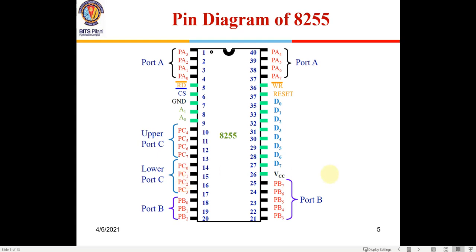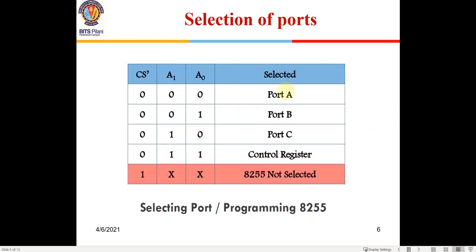Okay, so one of those ports will be selected through these lines A0 and A1. Is it okay? Yes, sir. Now you can select which port through this combination of A0 and A1, and by using the control register we can initially program it. Port A also can work in different modes, port B also can work in different modes, and which mode it would operate in, after connecting the 8255 we will program it by using this control register. It will be clear in the next slide.